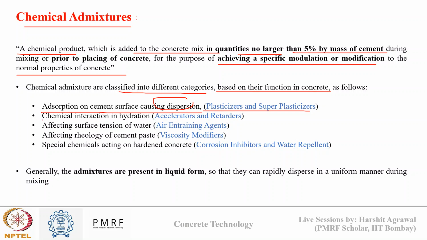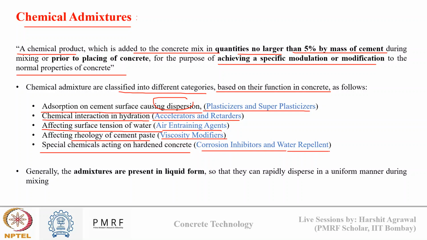Now, those admixtures which interact during hydration are known as accelerators and retarders. Those which affect the surface tension of water are known as air entraining agents. Those affecting the rheology of cement paste are known as viscosity modifiers, and those which are added as special agents in hardened concrete are known as corrosion inhibitors and water repellent admixtures. These admixtures are generally present in liquid form so that they can rapidly disperse in a uniform manner during mixing. So when you spot a chemical admixture, you will see it is in a liquid form and it is added in very small quantity during concreting.